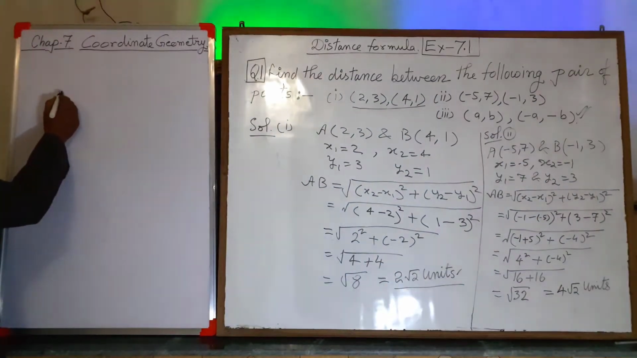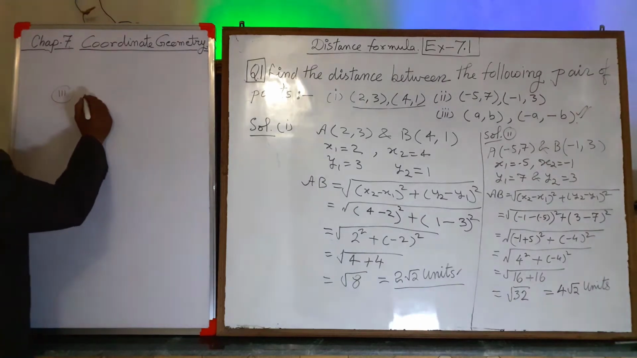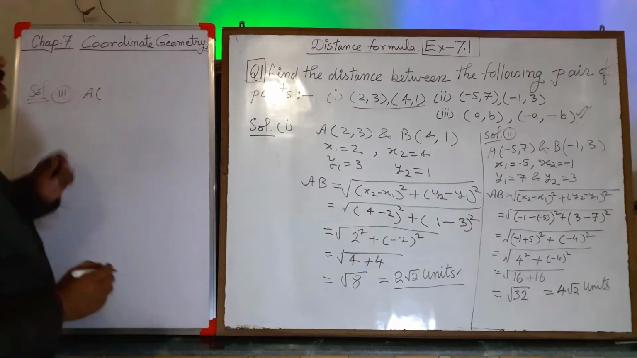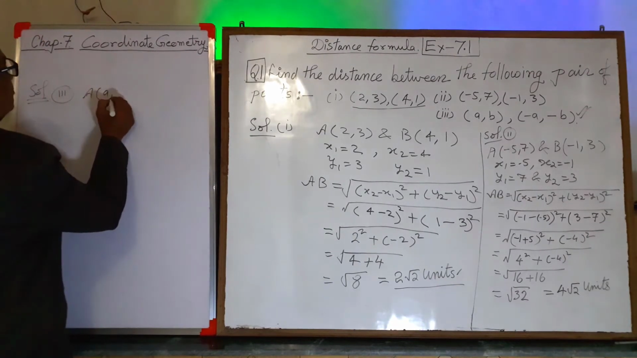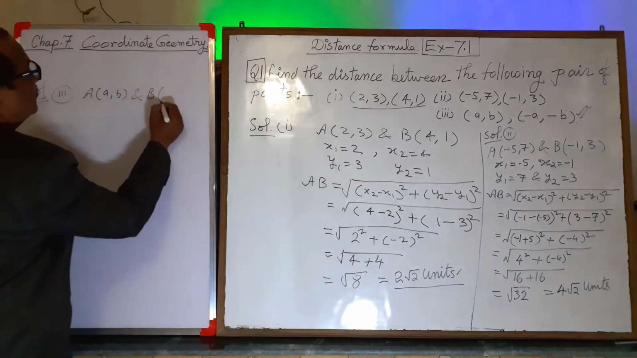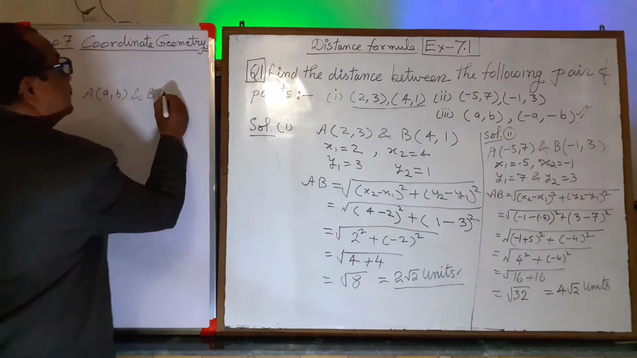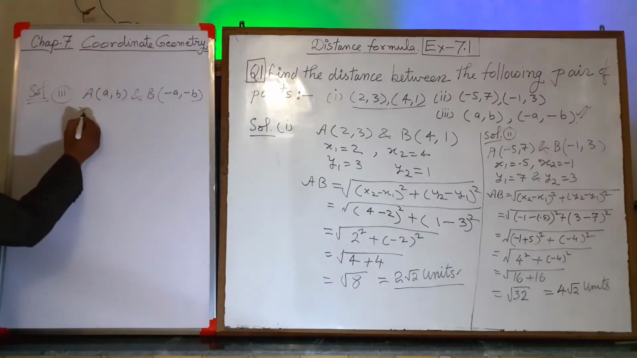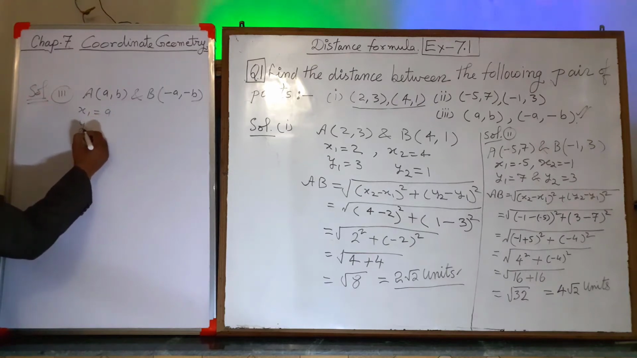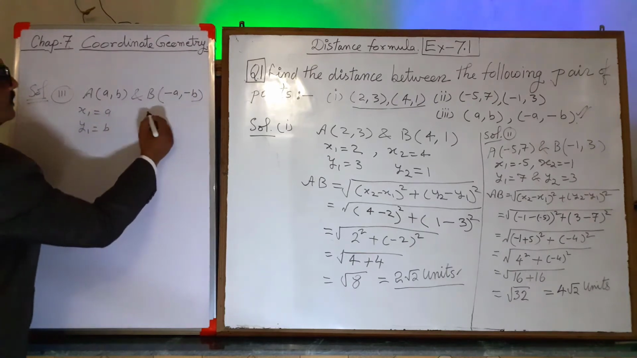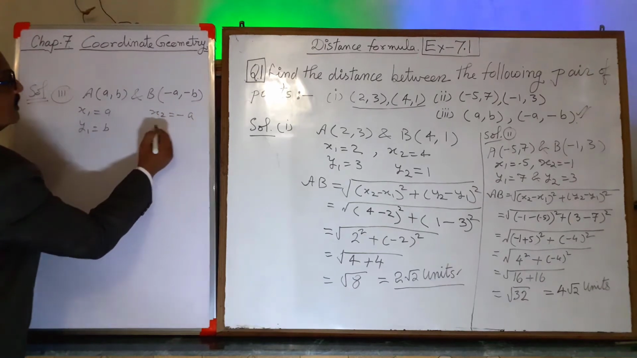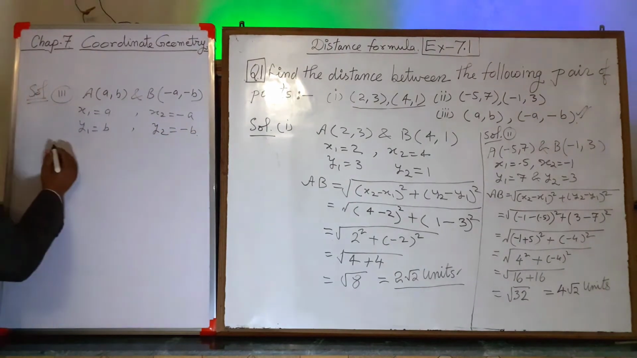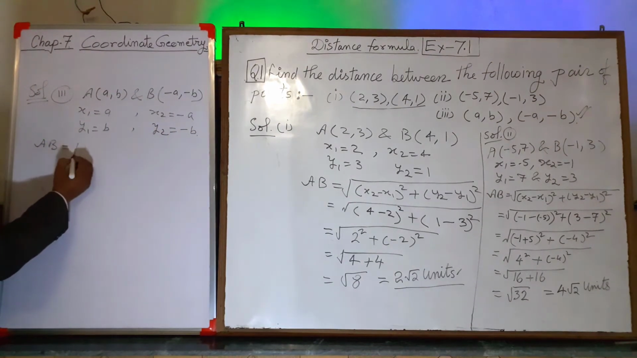Let us see the third part of this one. You can again note its solution. The third part says the first coordinate is (a, b) and the second coordinate is (-a, -b). Now you can note the values: x1 is a, y1 is b, and from here x2 is -a and y2 is -b. Apply the distance formula now.